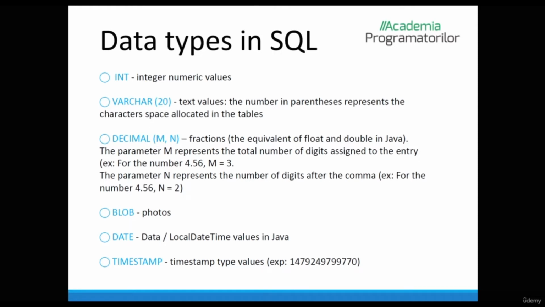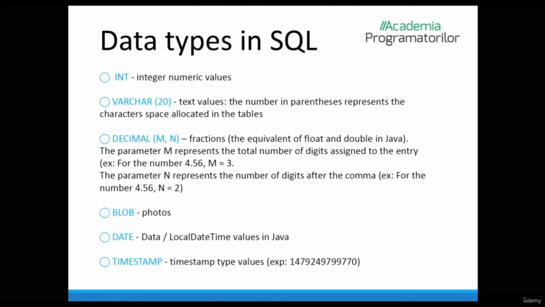The next type of data is decimal. It can be associated with the double and float Java data types. It stores fractions. This decimal, unlike varchar, will wait inside its parentheses for two numbers separated by commas. The first number represents the total number of digits allocated for the column values, and the second number represents the number of digits after the comma. As an example, if we would like to enter numbers from 0 to 9 with 2 digits after the comma, such as 4.56, in a decimal column, the first declared number in parentheses should be 3.